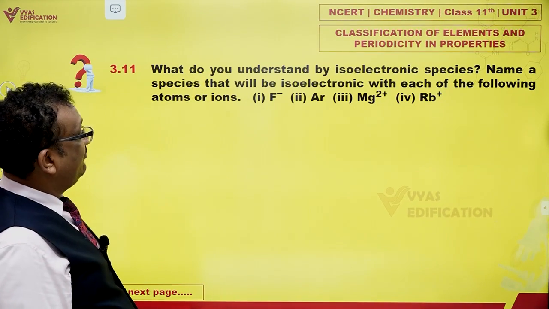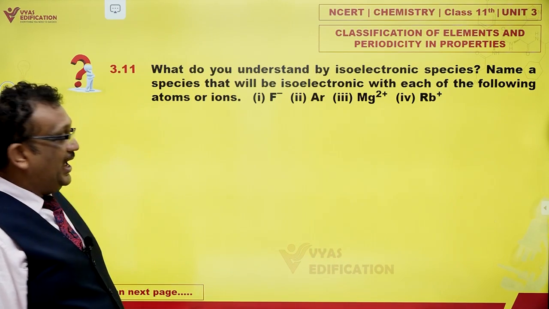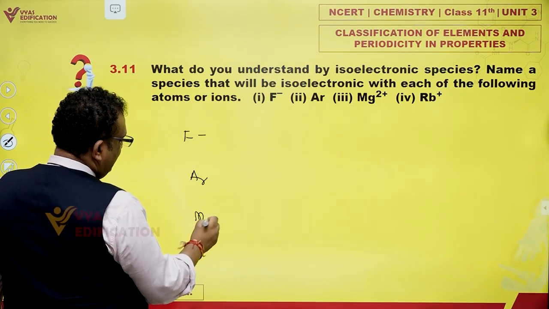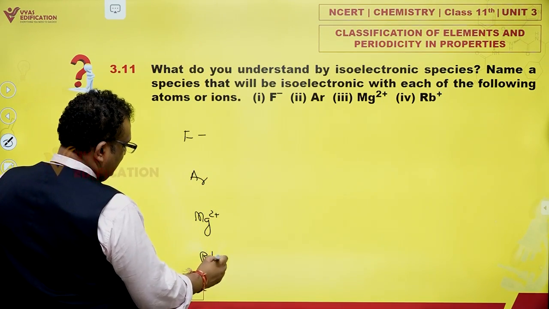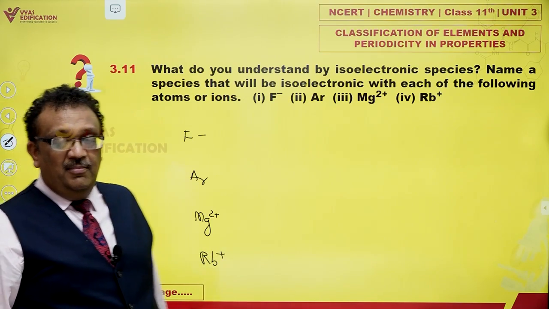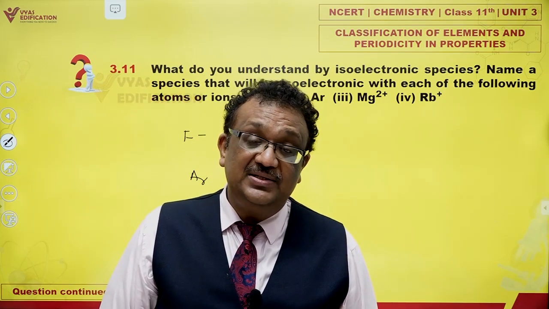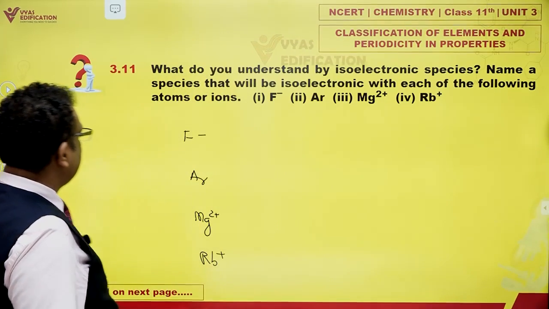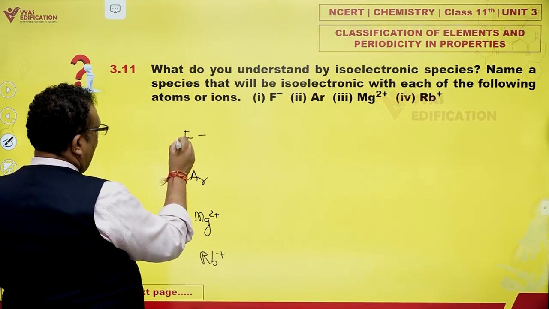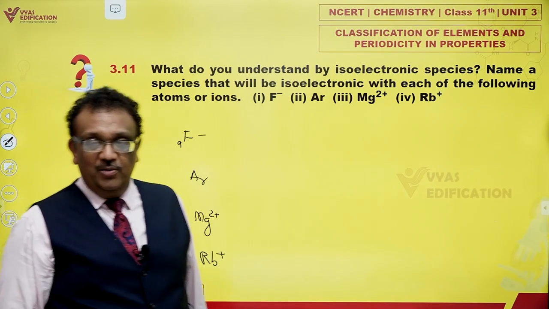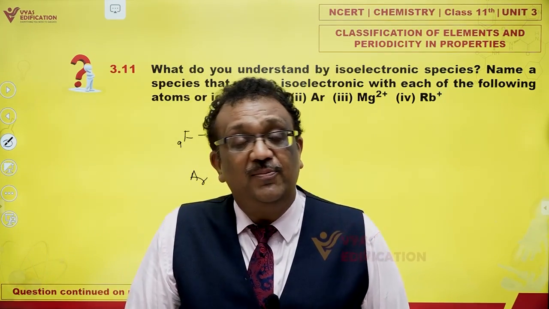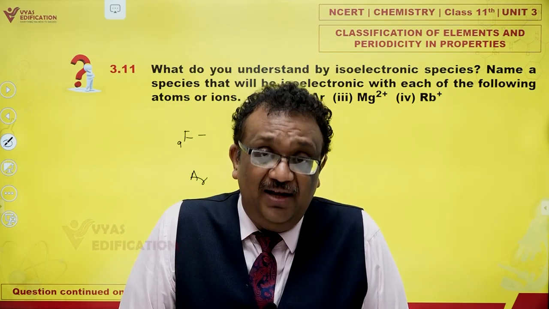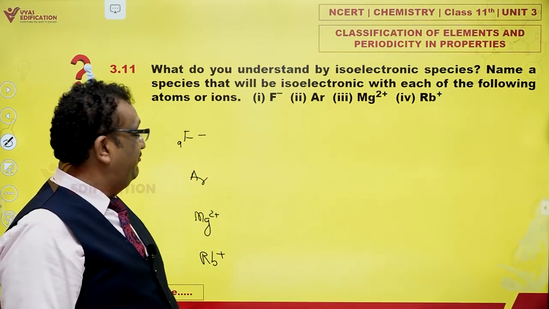Name a species that will be isoelectronic with the following atoms or ions. Fine. We have F minus, argon, magnesium ions, and the rubidium cation. I am asked to find at least one species which is isoelectronic with these. Can I figure that out? Yes. Fluorine by itself has 9 protons in the nucleus and 9 electrons in the orbit. F minus means 1 extra electron, that means 10 electrons. So I have to find atoms or ions or species which have 10 electrons. Exactly. They would be isoelectronic with F minus.